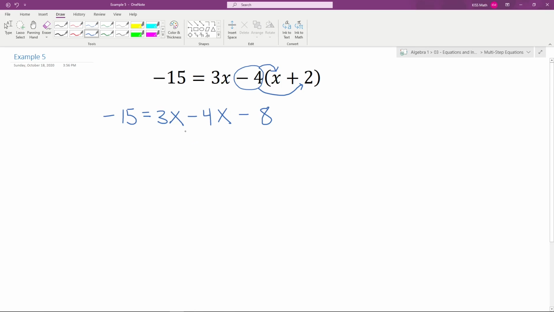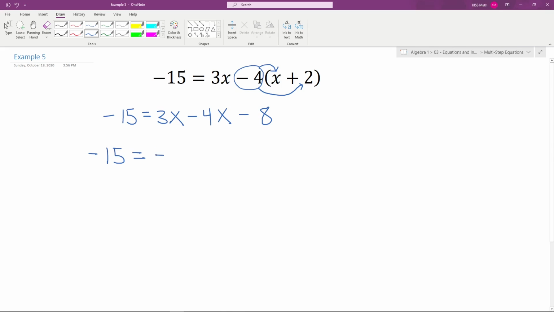So now we're going to start collecting the unknowns to one side and the knowns to the other. So we have negative 15. And so we have 3 of these x's minus 4 of these x's.